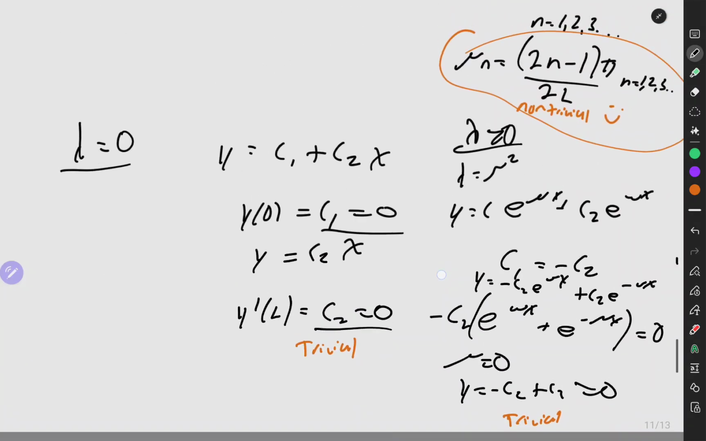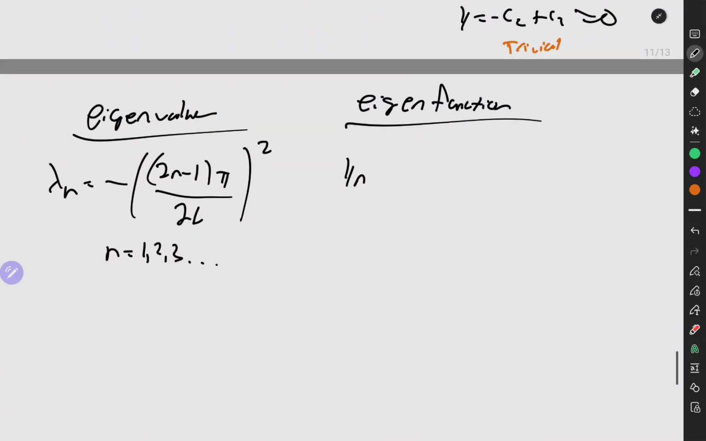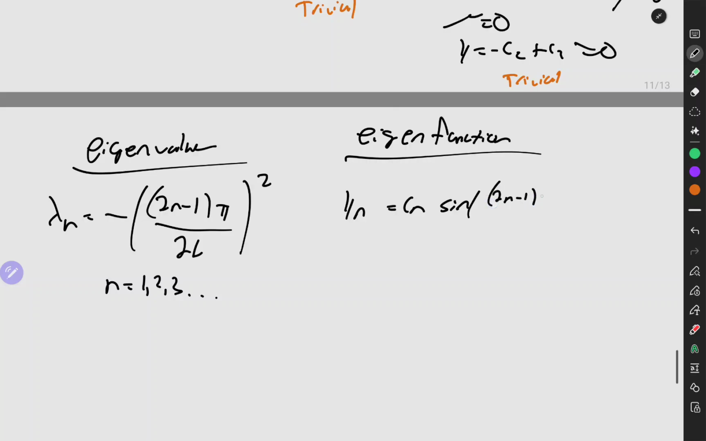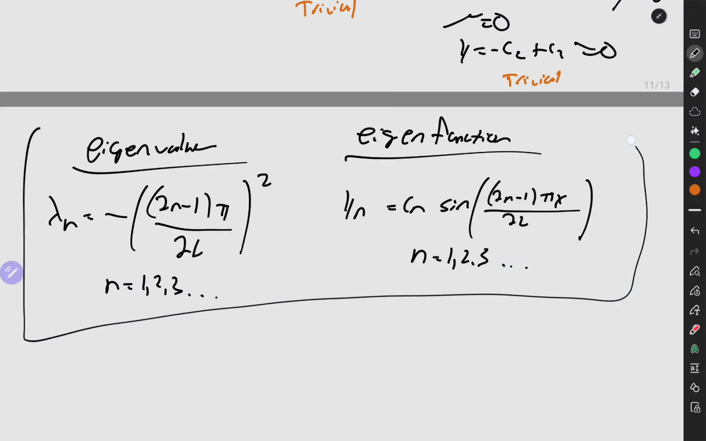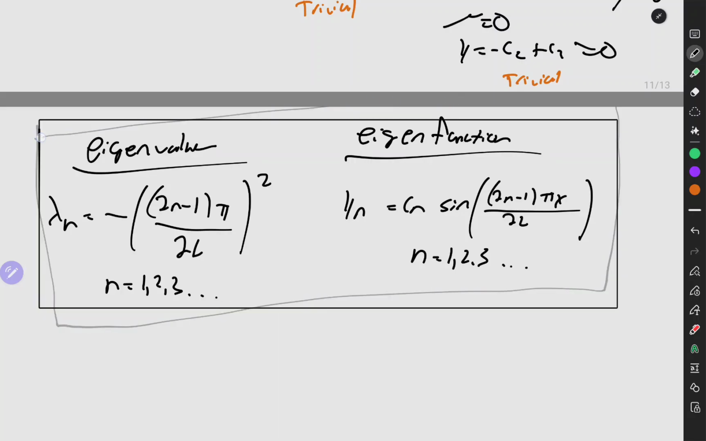Okay, this would be what we're left with: sine mu x, times x, so we can put that on top. And there's the answer. Okay, that should be it. That is it for boundary value problems. So now we can see we solved for y sub n.